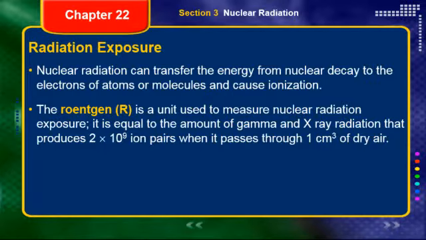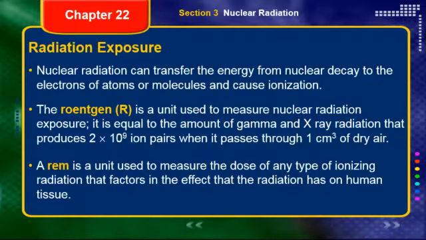The Roentgen is a unit used to measure nuclear radiation exposure. It is equal to the amount of gamma and X-ray radiation that produces 2 × 10⁹ ion pairs when it passes through 1 centimeter cubed of dry air.